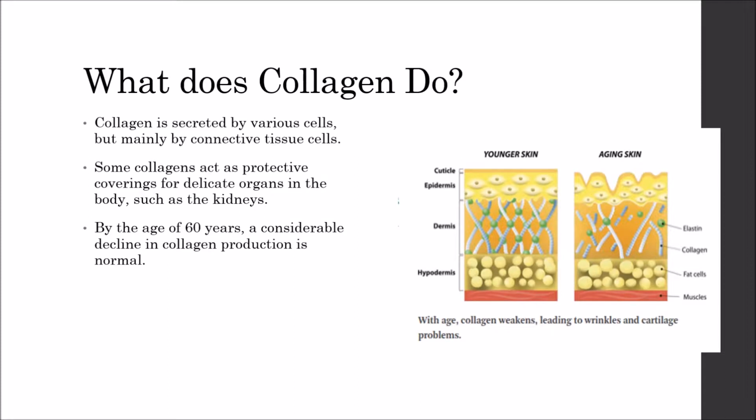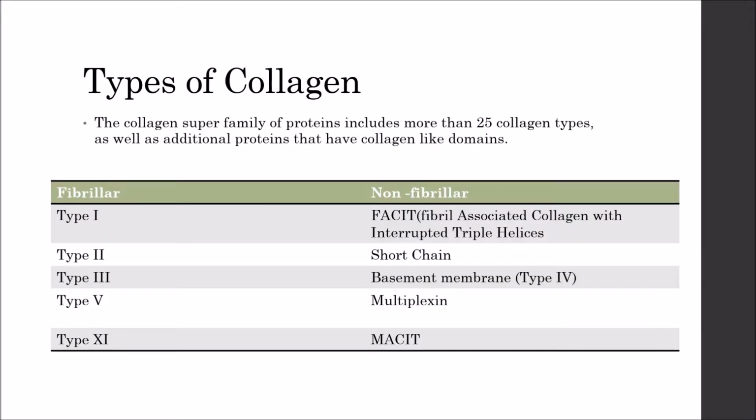With age, the body produces less collagen. The structural integrity of the skin declines, wrinkles form, and joint cartilage weakens. By the age of 60, a considerable decline in collagen production is normal. Usually women experience a dramatic reduction in collagen synthesis after menopause. Next, what are the types of collagen?